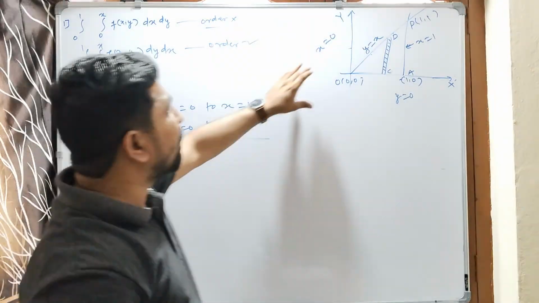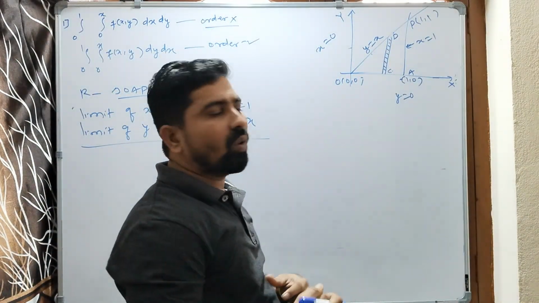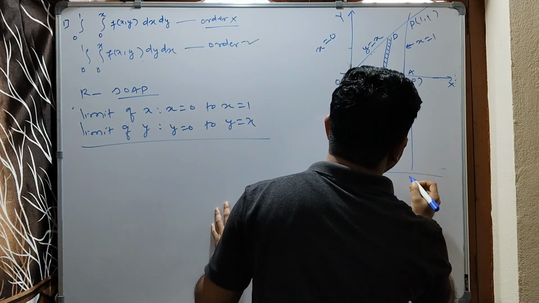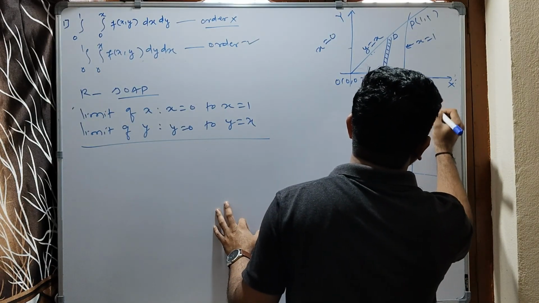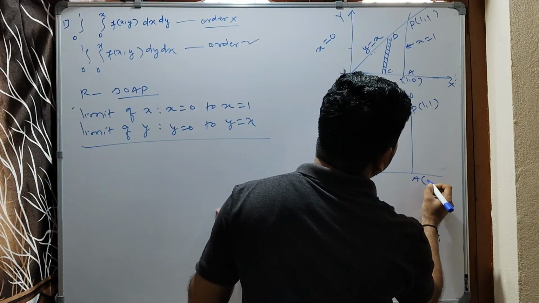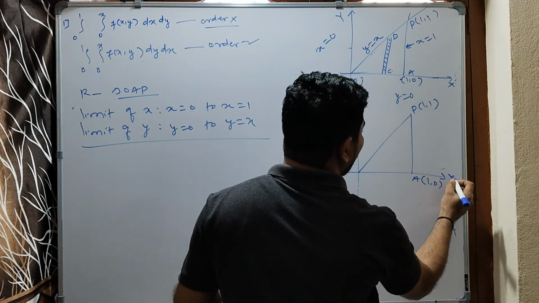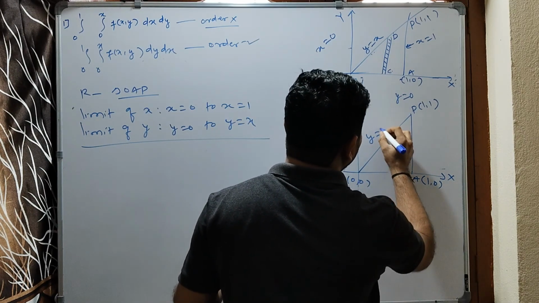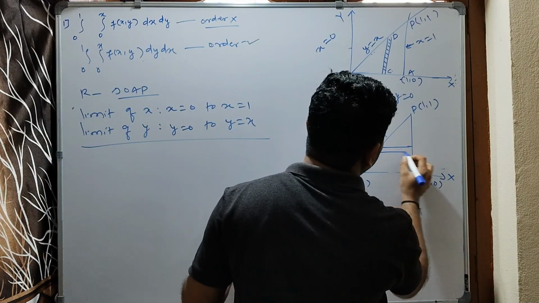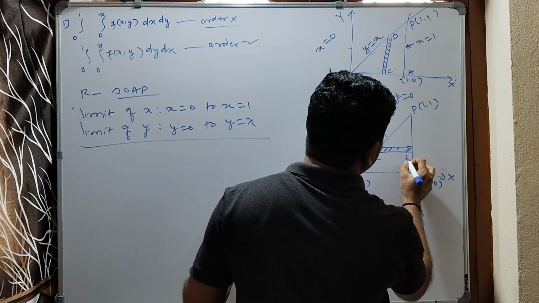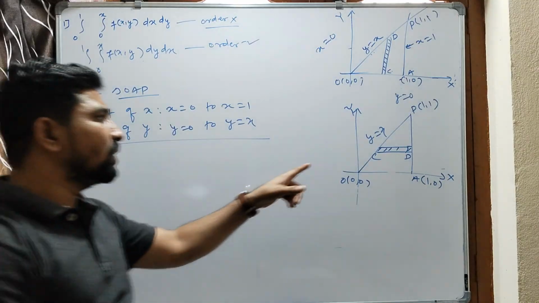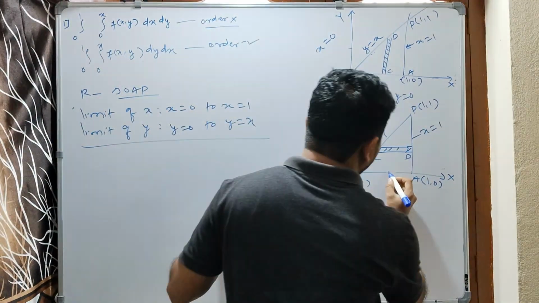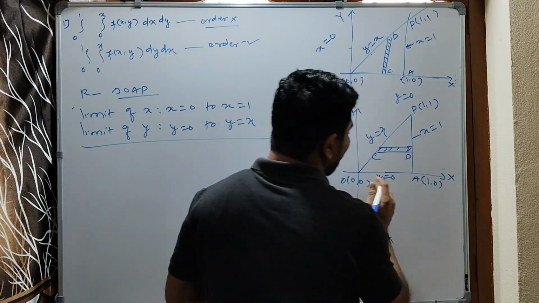Now I want to change the order. I want to cover this same region with the help of a horizontal strip which is parallel to the x axis. The region is the same. Here this is y equal to x, and this is the horizontal strip CD which is parallel to the x axis. This is my line x equal to 1, this is my line y equal to x, and this is my x axis, which means y equal to 0.